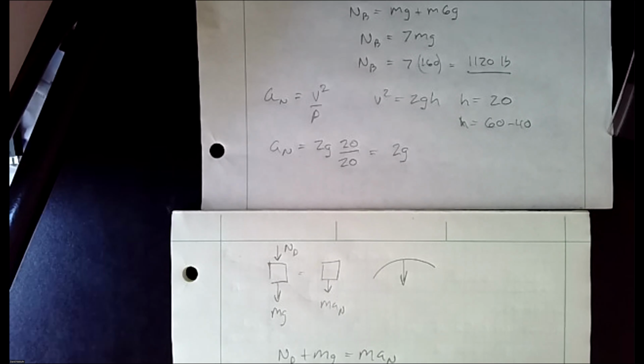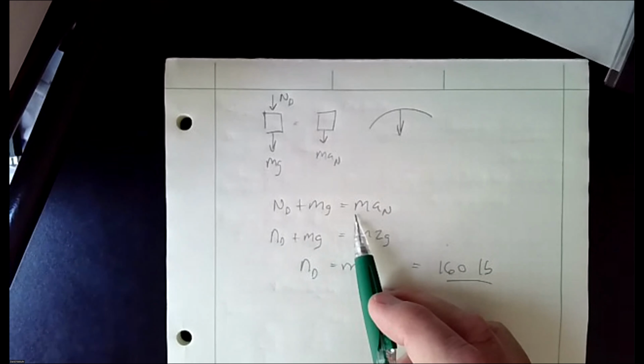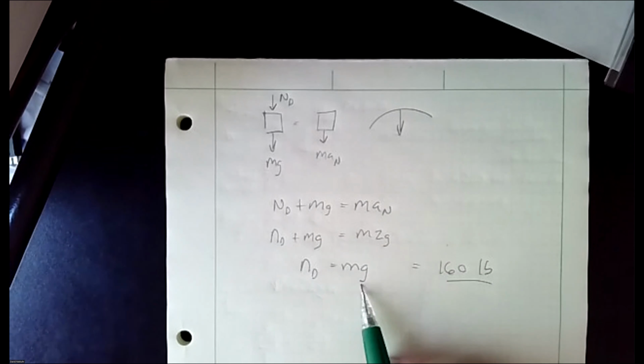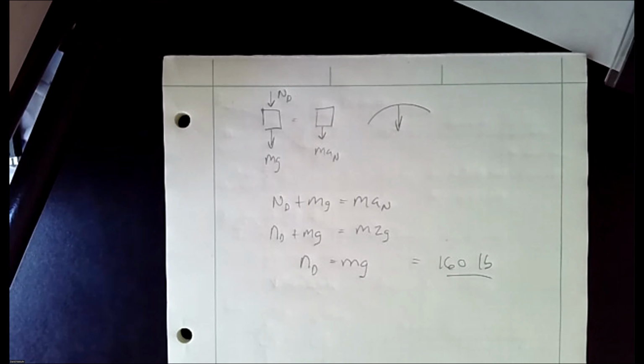Subtract from both sides, so therefore N at D just equals mg, or 160 pounds. So with this configuration, as the individual goes to the top, they feel as if they were just sitting on the ground at 1g. So we have N_D, mg, sum of the forces equals ma, and then we move it to the other side and we get mg. All right, so hopefully that's pretty clear.